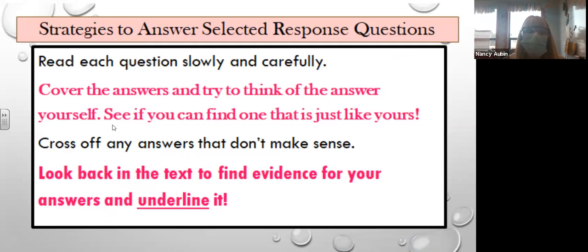Don't forget to read each question slowly and carefully, cover the answers and try to think of the answer yourself. Like, what would you say? And then see if there's one that is just like yours in the multiple choice. Cross off any answers that don't make sense. We showed you how to use the answer eliminator yesterday with the big red X. Look back in the text to find evidence for your answers. You can highlight it. Like I showed you, when you click on it, it'll pop up. You can do pink or, I think it was pink or blue for your highlighting.